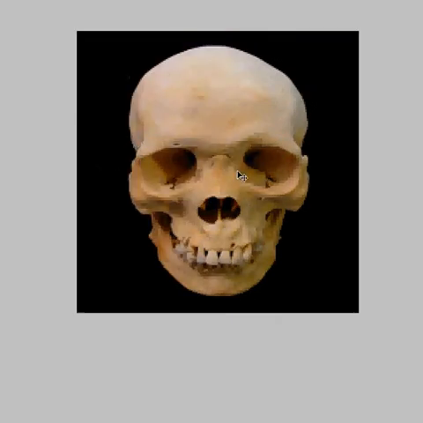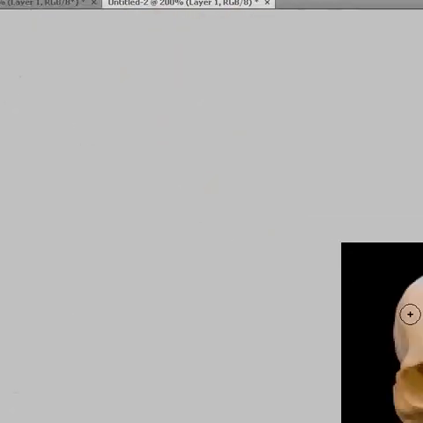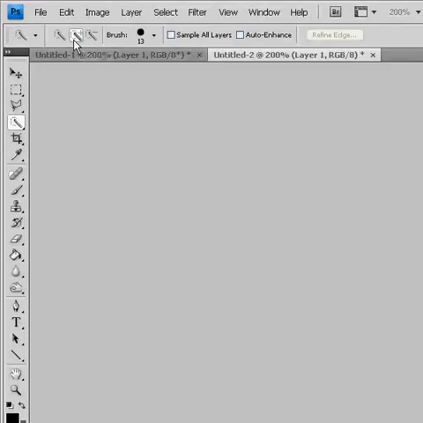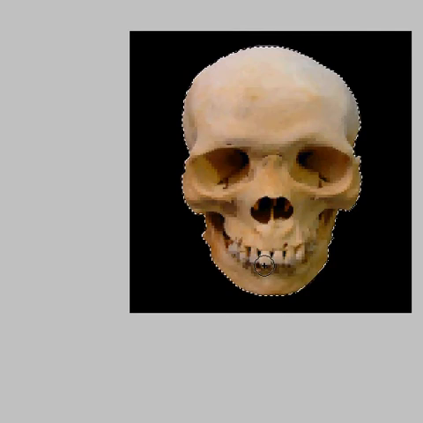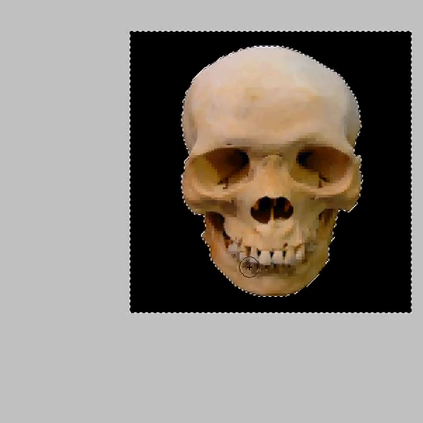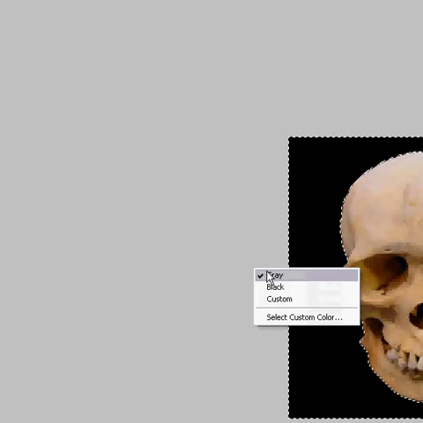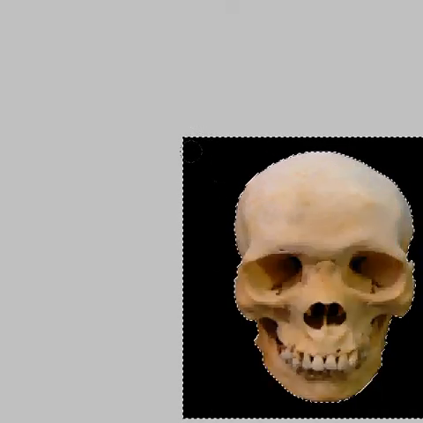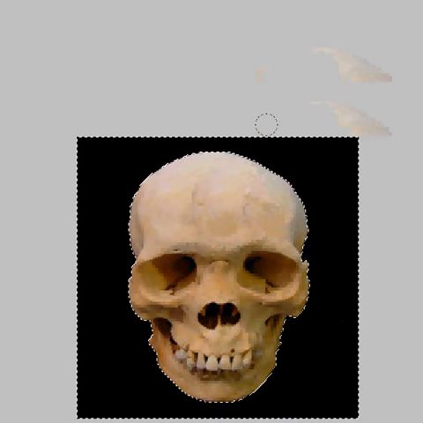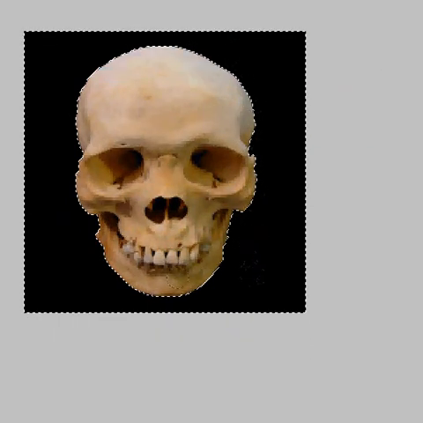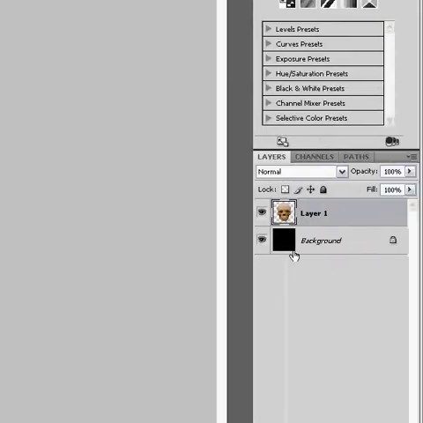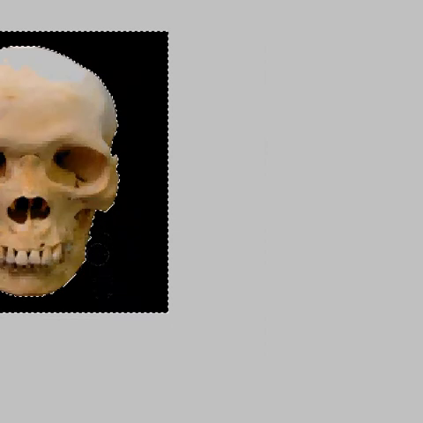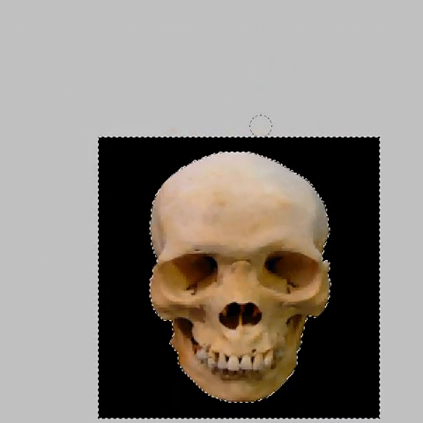Now we're gonna use the Magic Wand tool. Have the settings like this. Okay, now select the entire skull. Click Ctrl-Shift-I and then use the eraser tool to erase the background. Maybe it doesn't seem like it's erased, but it is, since the background layer is black. Then click Ctrl-D to get rid of the selection.